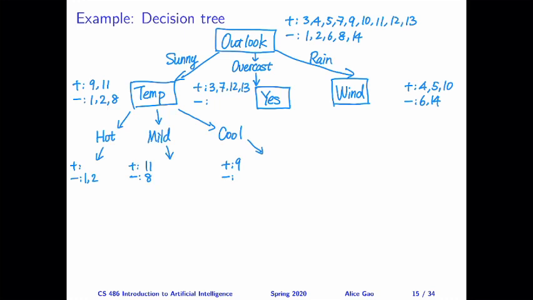Now again, we'll look at this and see, can we make a decision for some of these already? Well, sure, we can make a decision when temperature is hot. That's just no. We can make a decision when temperature is cool, and that's yes. But for the middle branch, we still have 1 positive and 1 negative example, so we need to keep branching. And based on our order, next we will test humidity before we test wind.